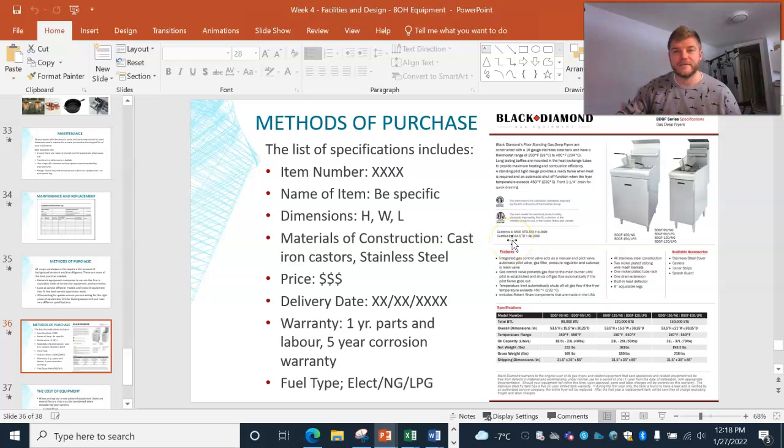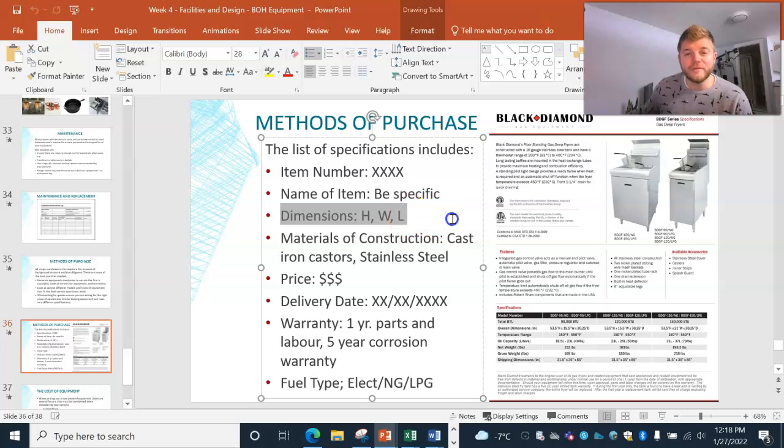We look at the specs, as they call it, the specifications. So there'll be an item number. So here they have an item number on this one. They have a bunch of different item numbers right here. The name of the item. So this is a gas deep fryer. And again, they'll have a bunch of different units. So this is like a single basket. There's double, there's triple, there's extra long, there's extra deep, all kinds of stuff. Dimensions, very, very important as far as your layout is concerned.